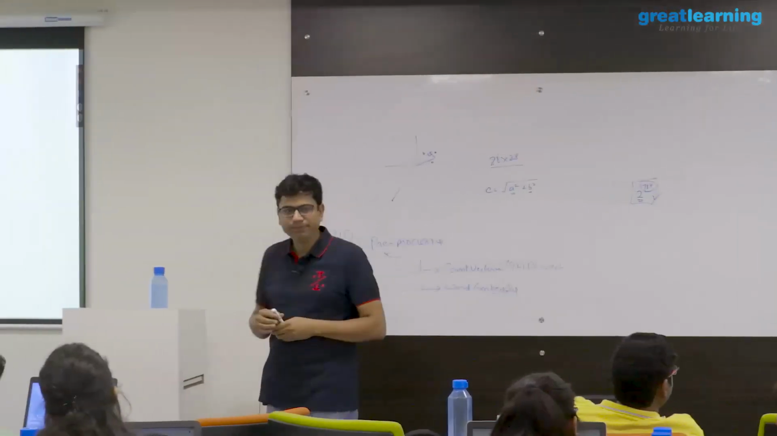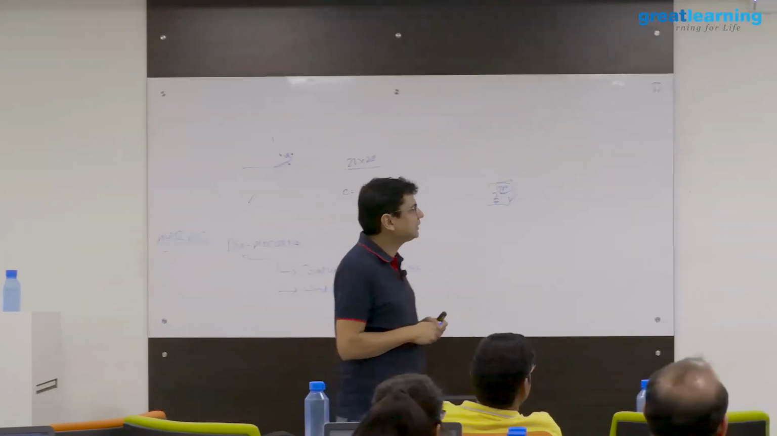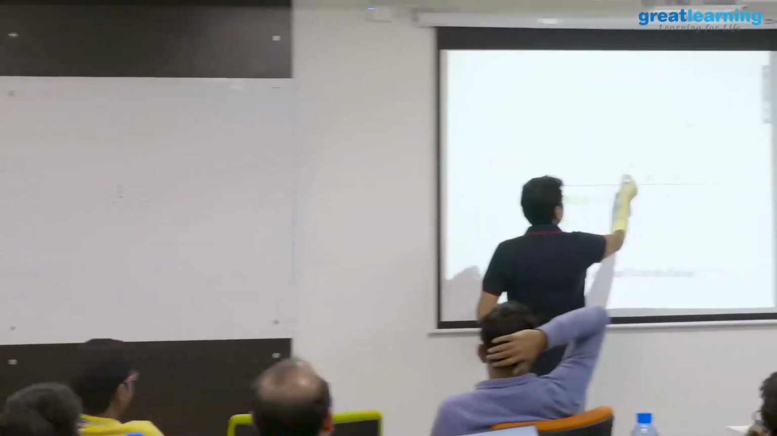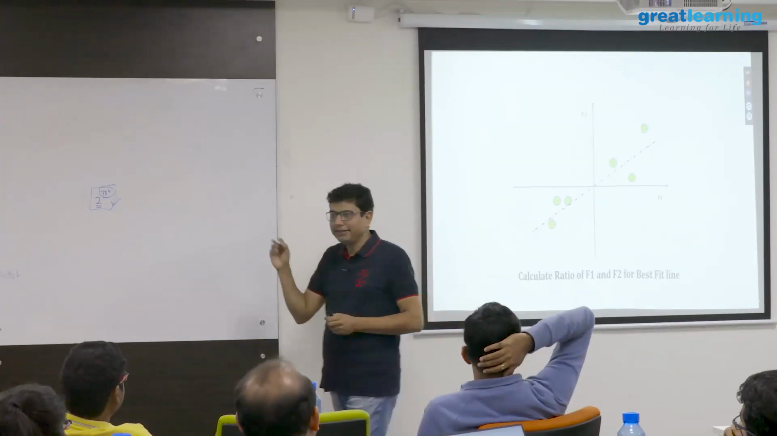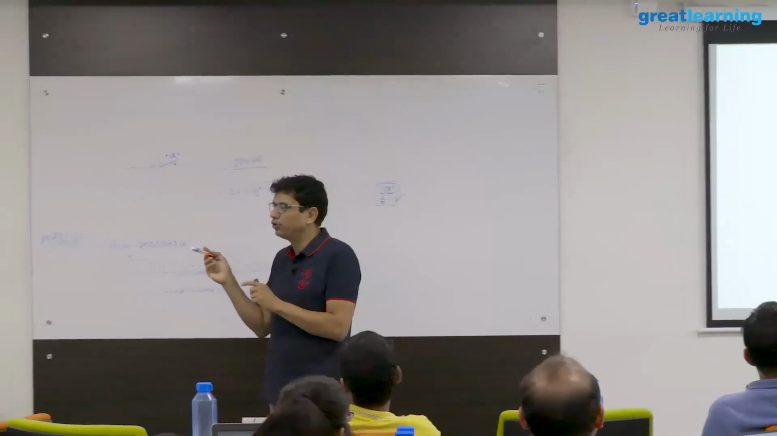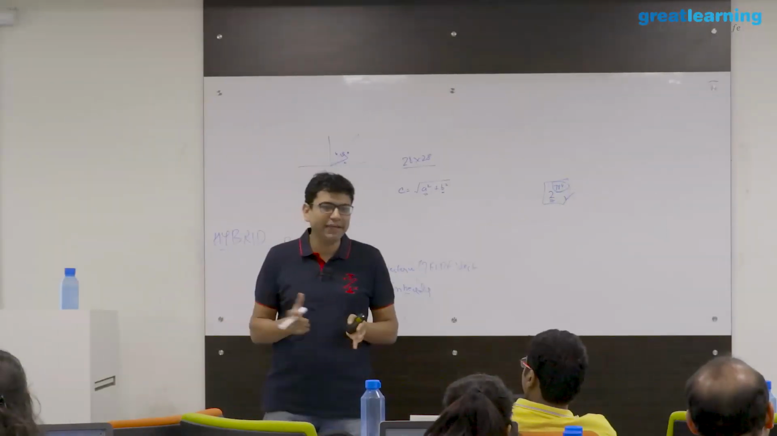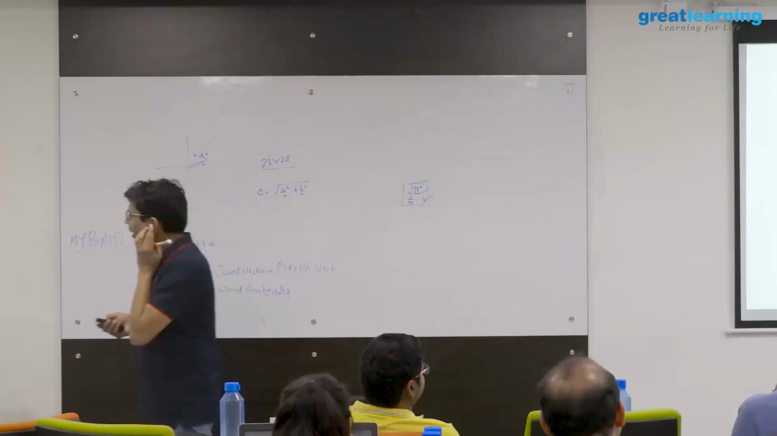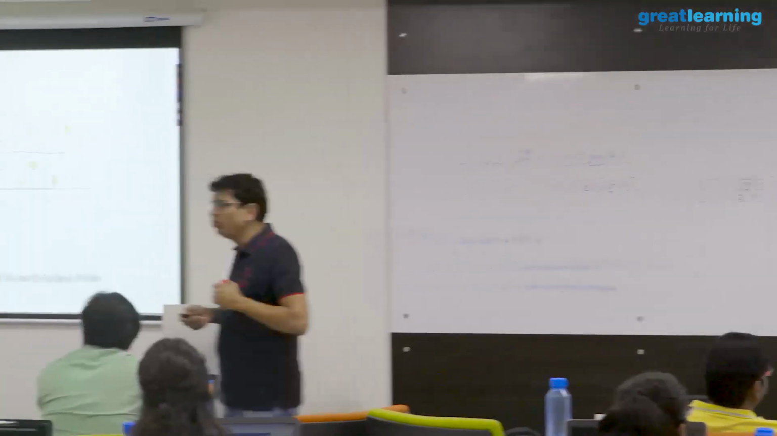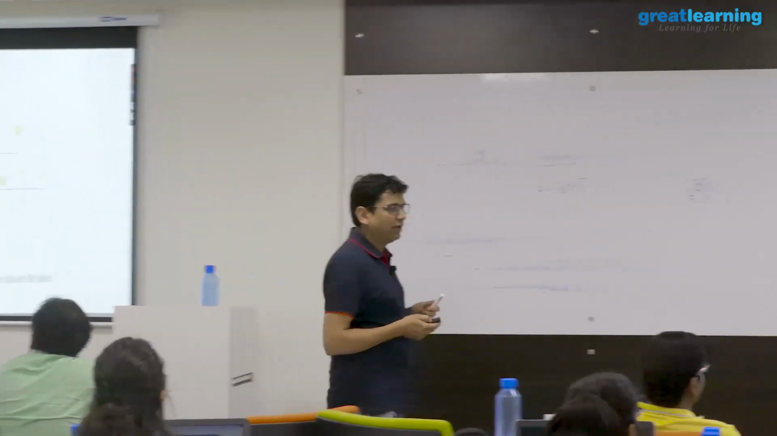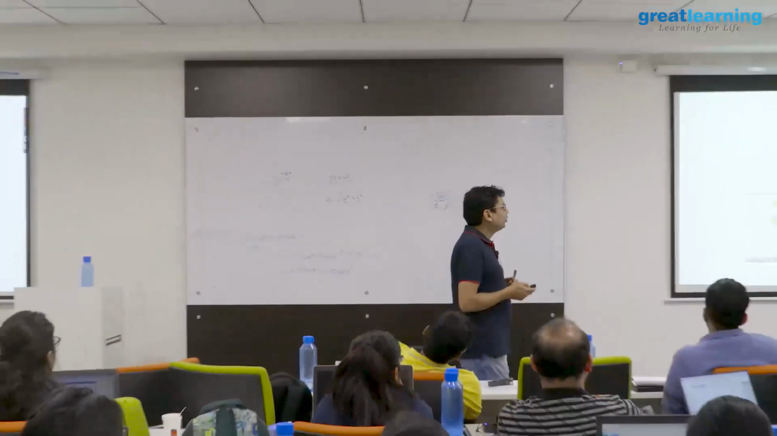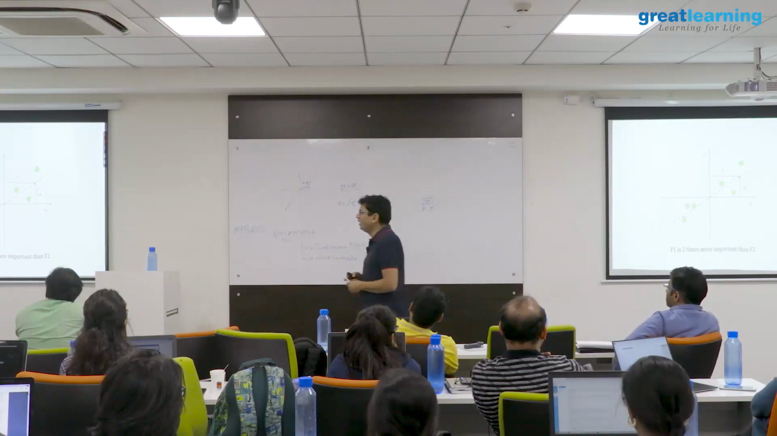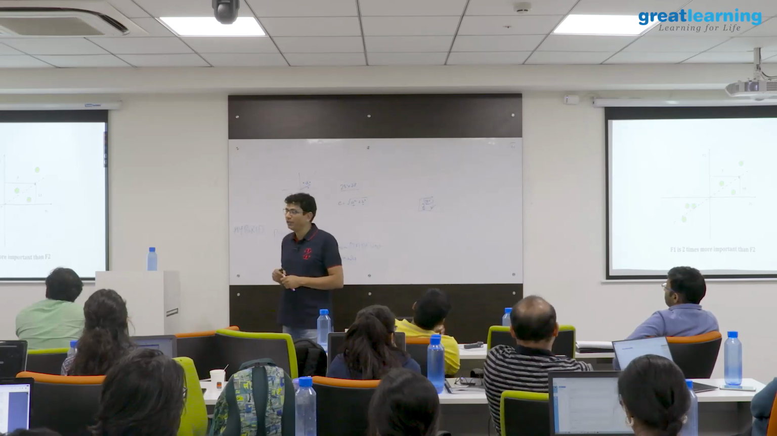How can we calculate the ratio of F1 and F2 for this line? We can select any point on this line and see what the F1 and F2 values are for that point. Because it's the same line, the ratio will remain the same. Say F1 is 2 times F2. So it's saying that F1 is 2 times more important than F2.